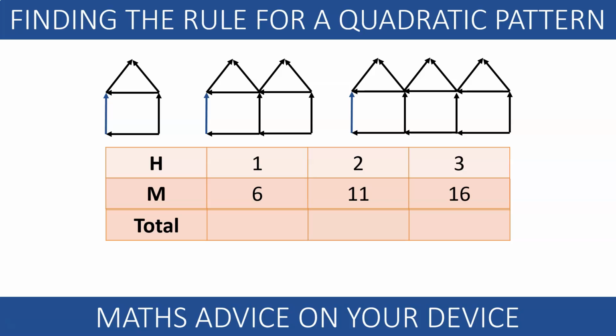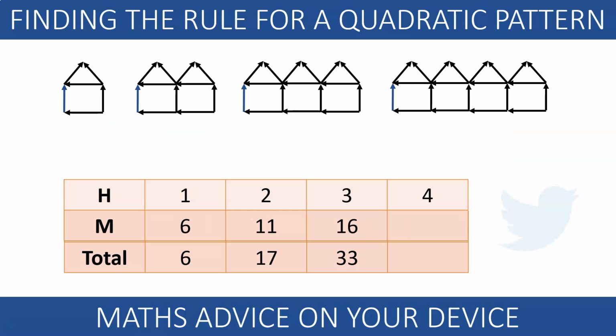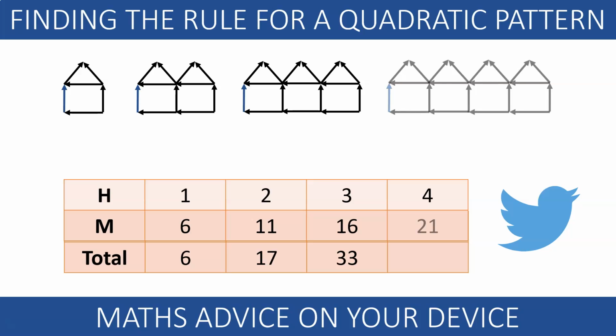The total amount of matches to make one house is easy, 6. To make pattern 2, we need 11 more matches, so to make the first 2 patterns, altogether we need 17 matches. To make the first 3 patterns, we add the third one, 16. This leaves us with a total of 33 matches altogether. You can count them, there are 33 matches. We could add the pattern with 4 houses and 21 matches, which gives you a total of 54 matches.